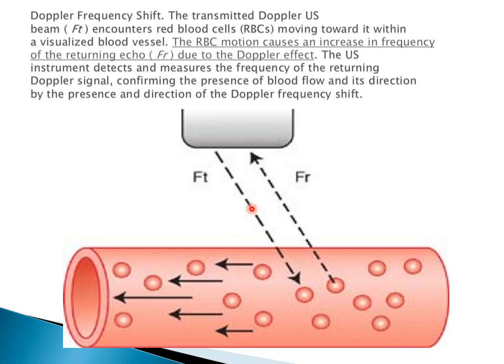This is the picture of the Doppler frequency shift. We have the transmitted sound wave and the received sound wave. We have moving RBCs, and the sound wave is transmitted from the ultrasound probe. We have a moving structure and it returns back. When the frequency of the reflector is more than the frequency of the transmitted wave, you have a positive Doppler shift. If opposite, if the transmitted is more than the reflected, you have a negative Doppler shift. The RBC motion causes an increase in frequency of the returning echo due to the Doppler effect. This is the basics of the Doppler effect.